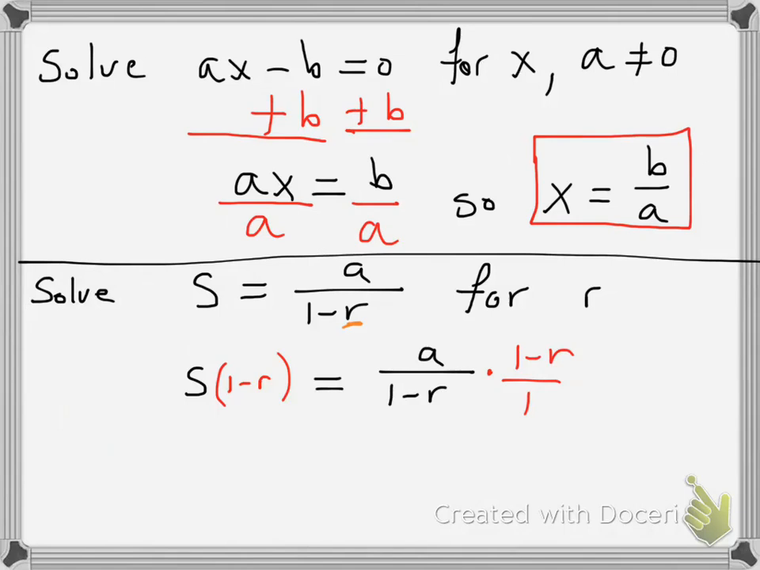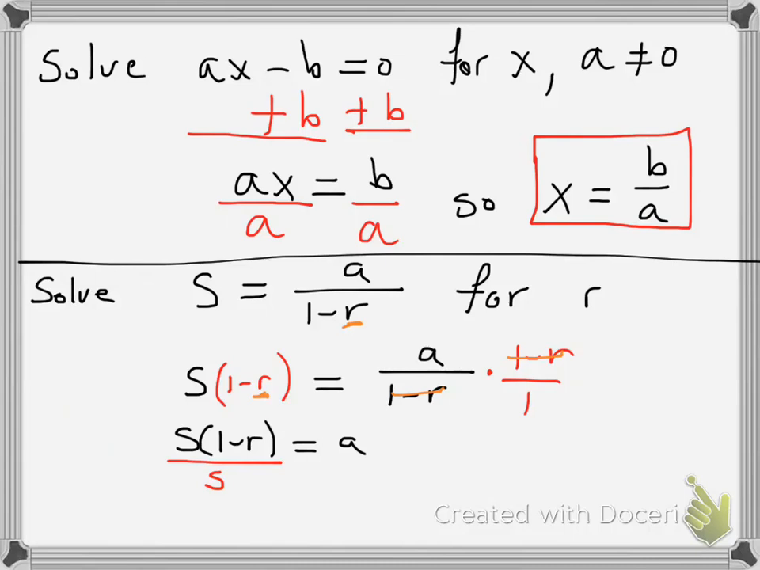Okay, and let's see what happens here. So we're going to see that the 1 minus r's cancel. You can, if you want, distribute the s through, but there's more than one way of doing this. But I think this is probably a little bit easier. Again, I'm trying to isolate the r. So if I multiply it by s, then I'm going to end up having to divide by s later on. So why don't we divide by s now?